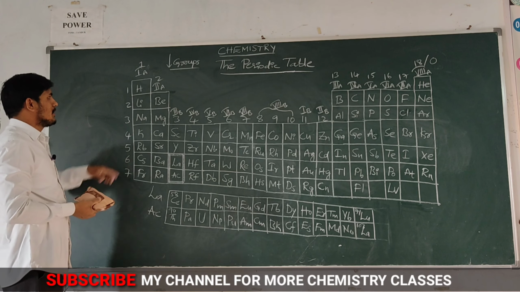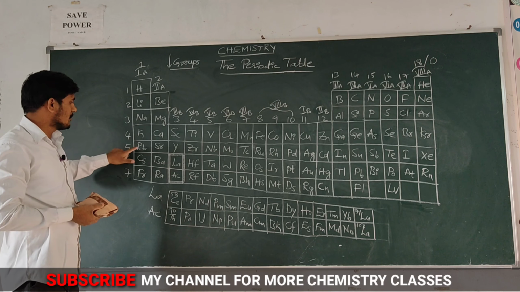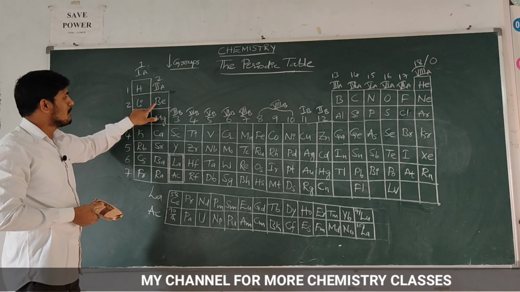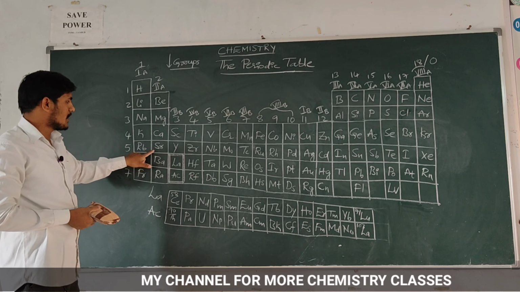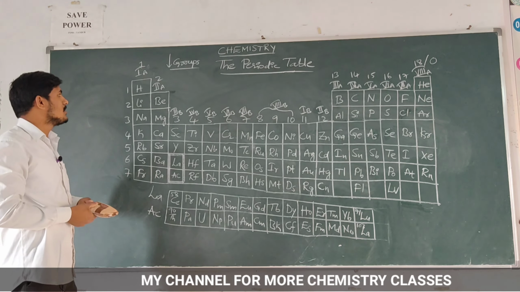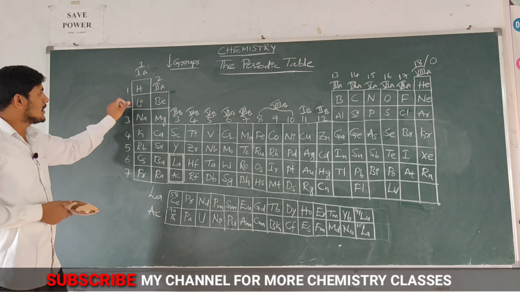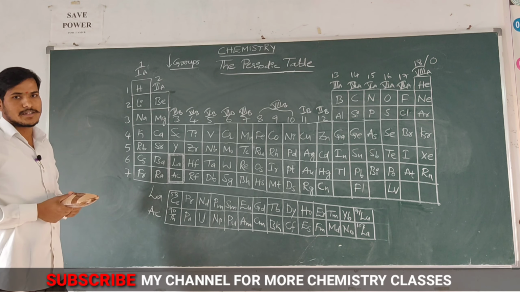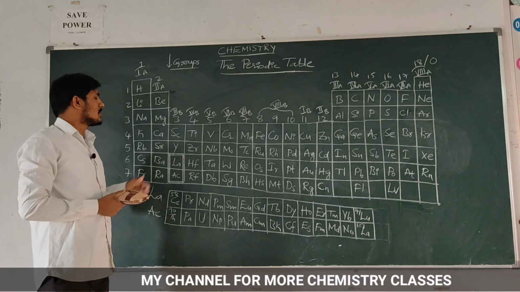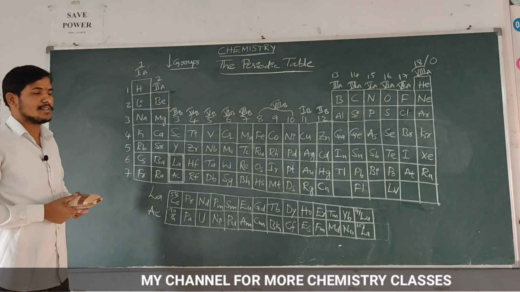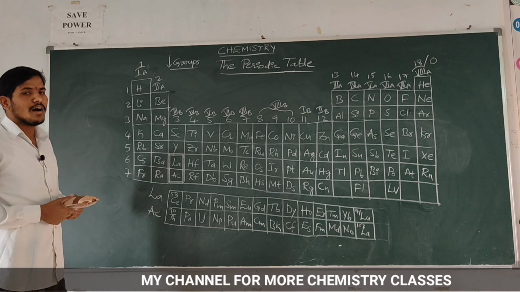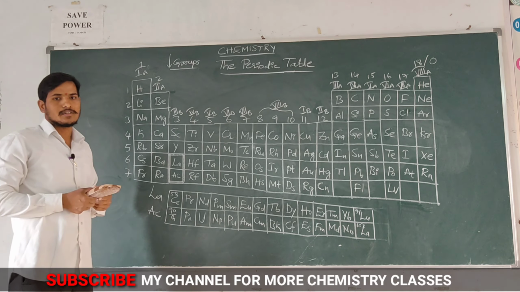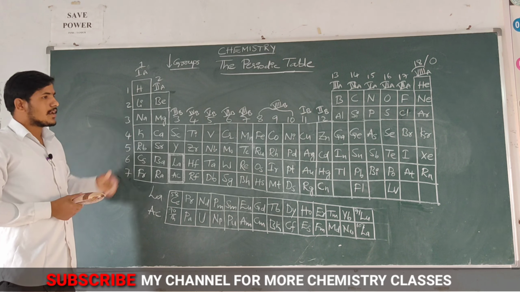What are the first A group elements? Hydrogen, lithium, sodium, potassium, rubidium, cesium, francium are called first A group elements, and beryllium, magnesium, calcium, strontium, barium, radium are called second A group elements. First A group elements are also called alkali metals; alkali means ash, from which they are extracted. Second A group elements are called alkaline earth metals, because they are extracted from the earth's crust.